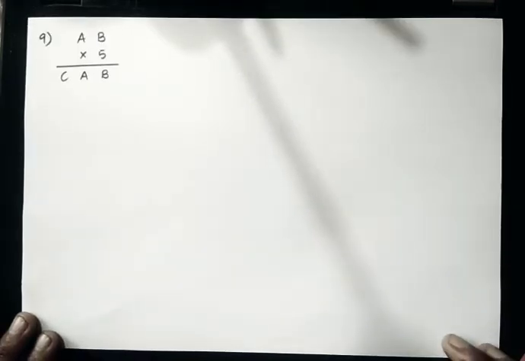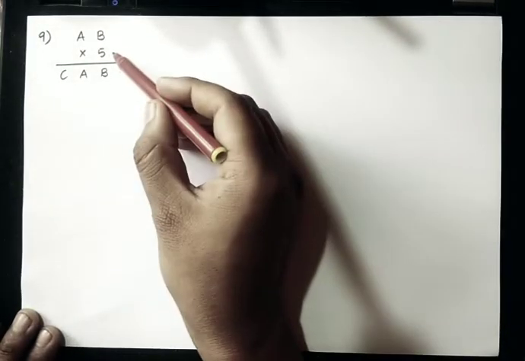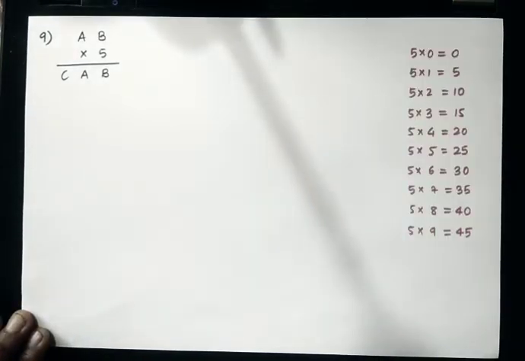Let's have a look at the last question for the day, and whatever sums are left, please try at home so that you get comfortable with the process. Now again, as usual, here you are multiplying with 5, so that's why I need to write the table of 5. So here I've got the table of 5.